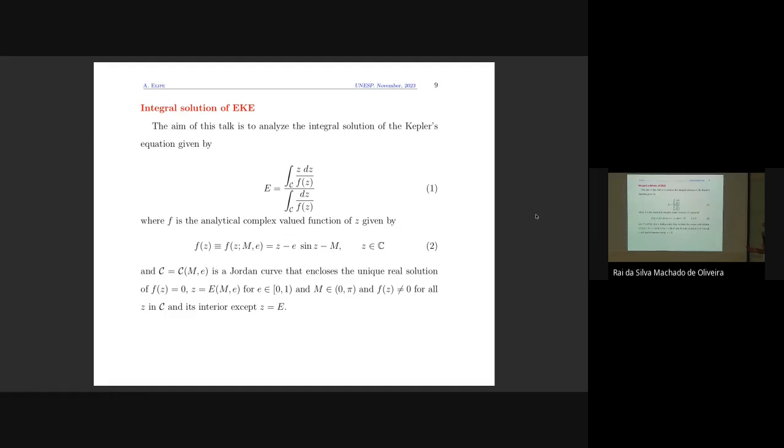Z is a complex number that depends on the eccentricity, and we take the eccentricity between 0 and 1 in the elliptic case, and M between 0 and pi because of the symmetry. Everywhere in the domain it will be different from 0, except for this value. So this will be the zero that we want to find.